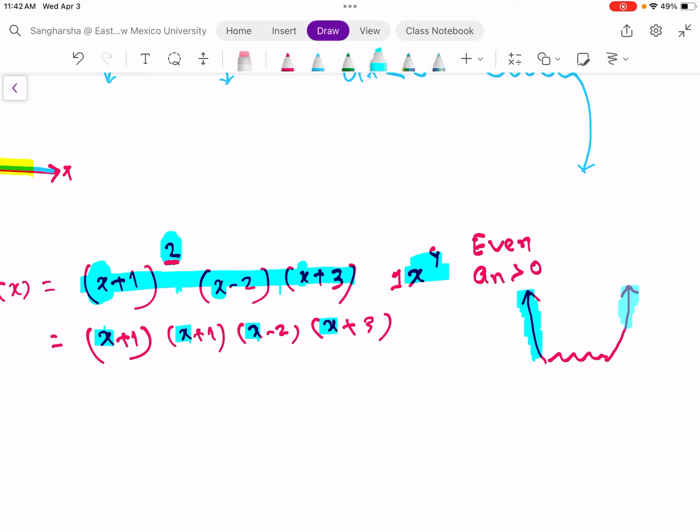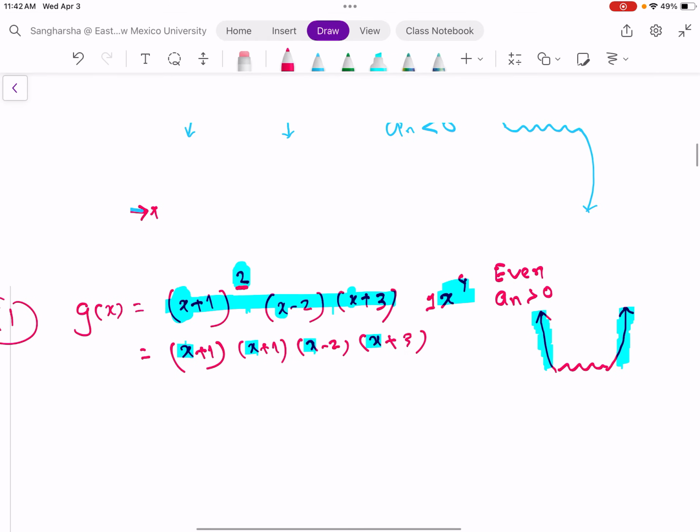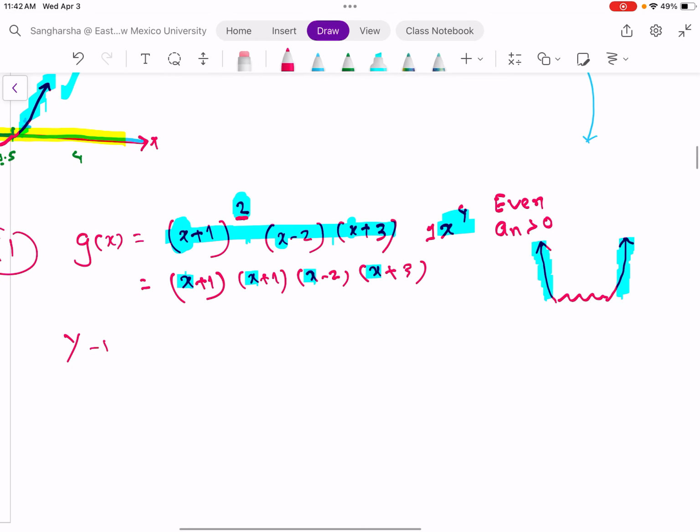The next step is we find the y-intercept. So let's find the y-intercept for this function. Finding the y-intercept means, what do we do? We substitute x equals 0 in this function. Now I think we can do this in our head. So 0 plus 1 times 0 plus 1, that's 1 times 1. Then 0 minus 2, 0 plus 3. So we have 3 times minus 2, that's minus 6, times 1 is negative 6, right? So we get negative 6.